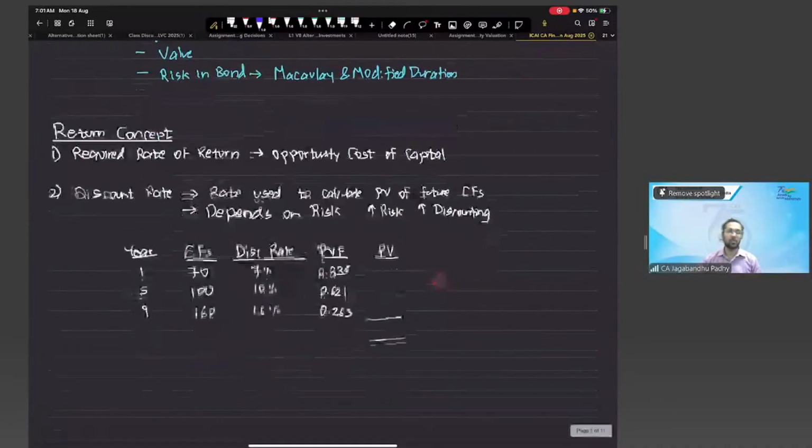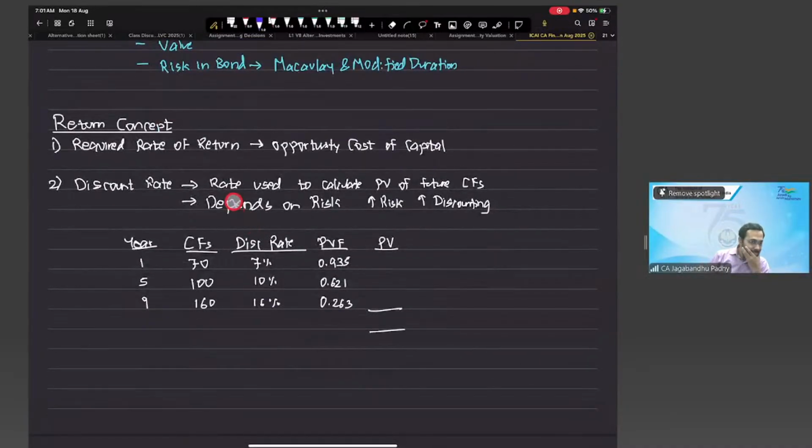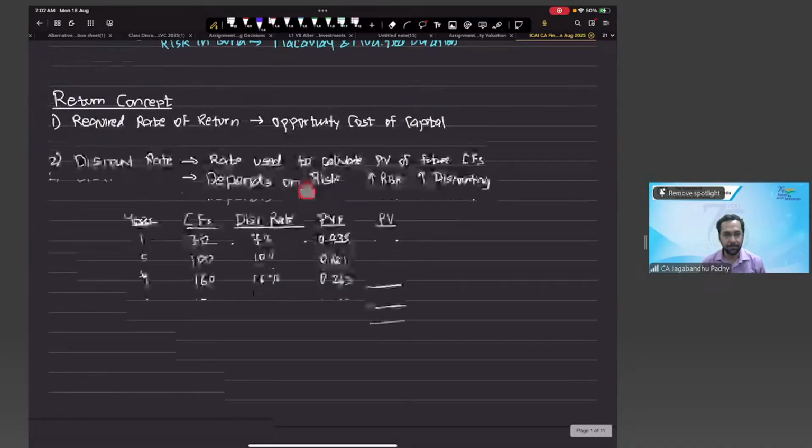Then we continued with the concept of return. So we said what should be the required rate of return? That should be ideally the opportunity cost of capital. Discount rate is the rate that we use to calculate the present value of the future cash flows. And of course, it depends on the risk. So a higher level of risk requires a higher level of discounting.